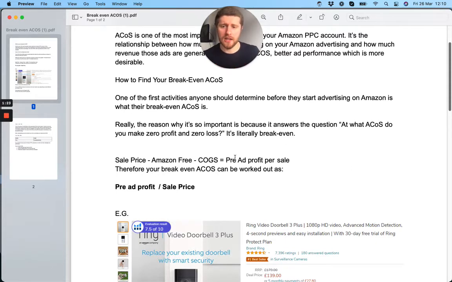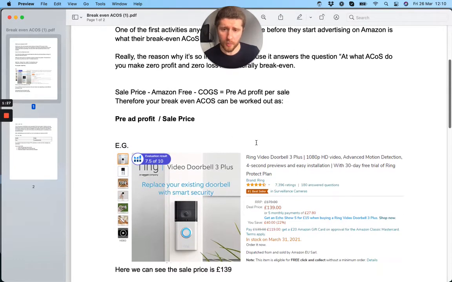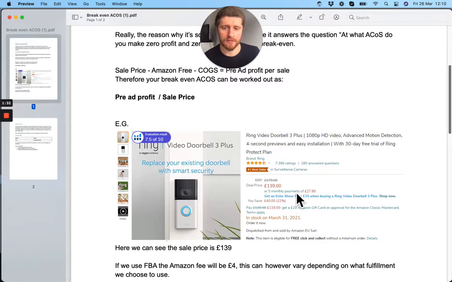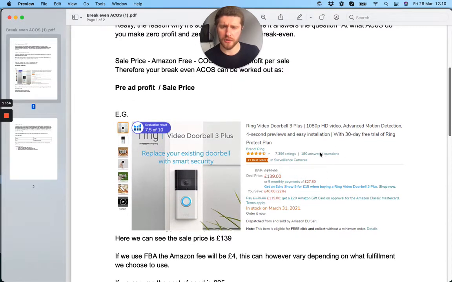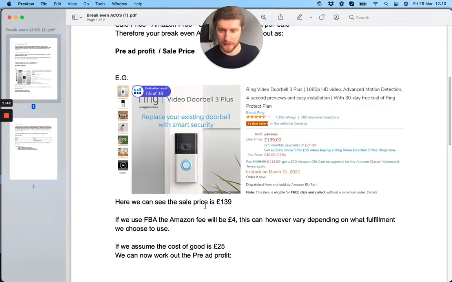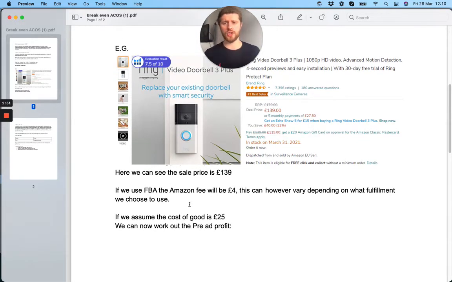So I've highlighted a product here, which is the Ring doorbell, which, as you can see, I'm sure you're all aware of this Amazon product. It's £139, and I'll just show you how we can work out that formula with this product. Let's say the Amazon fees are £4, including FBA and all the fulfillment that Amazon requires. And what we'll assume for this case is that the cost of goods of this doorbell is £25.